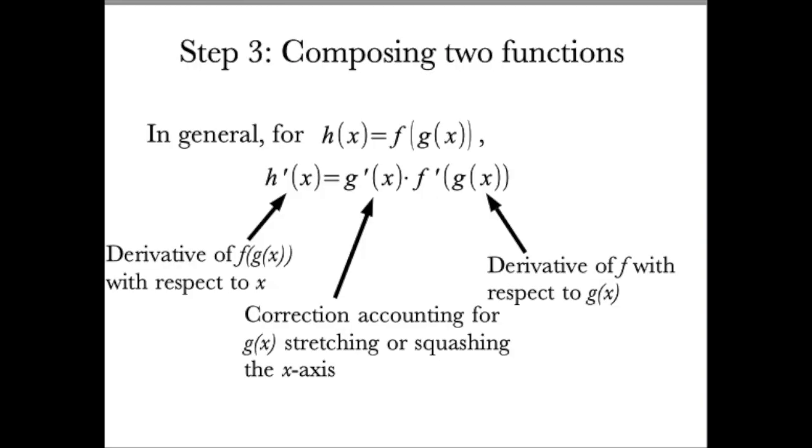So that's where those two parts of the chain rule come from. Firstly, you have on the right the derivative of your outer function of the two, with respect to the outcome of the first function, which I called g of x. Then, because g of x squashes or stretches the graph along the x-axis, we have a correction factor, which is just the derivative of g of x with respect to x.